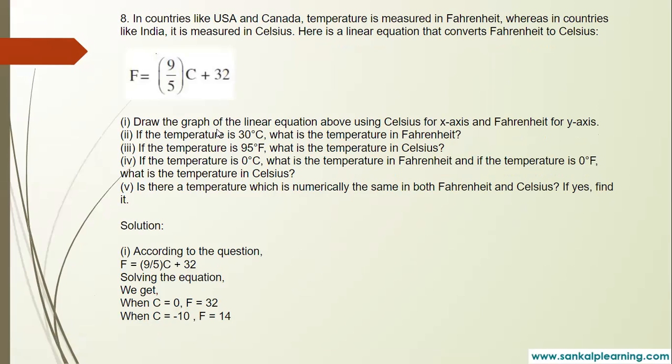First one, draw the graph of the linear equation above using Celsius, okay, x-axis and y-axis. So they have given temperatures here. 30 degrees, you have to convert 30 degrees Celsius into Fahrenheit and 95 Fahrenheit into Celsius. When it is 0, if the temperature is 0, what is the temperature in Fahrenheit? Okay. If the temperature is 0 degree Fahrenheit, what is the temperature in Celsius?